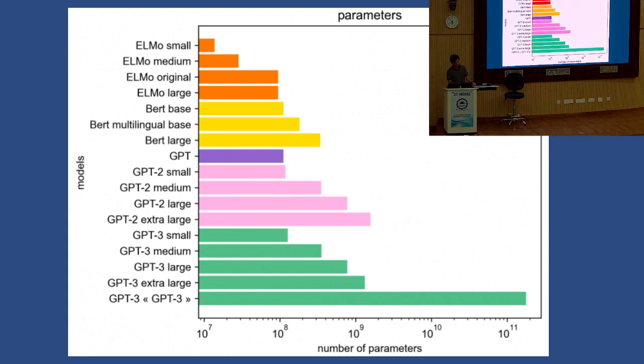So here is a chart that compares the number of parameters between the popular language models. As you can see here, there's a phenomenal difference between the number of parameters in GPT-3 compared to its contemporary models such as Elmo or BERT, which were at one time highly popular language models.